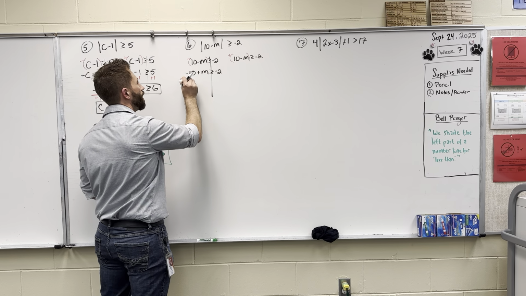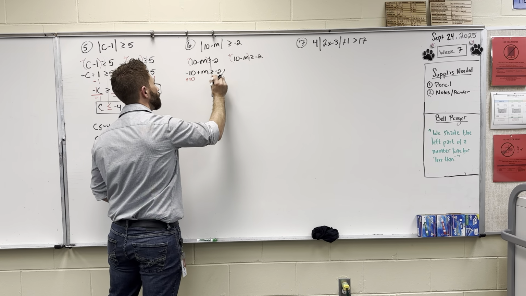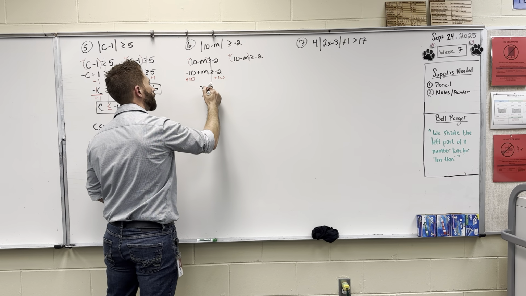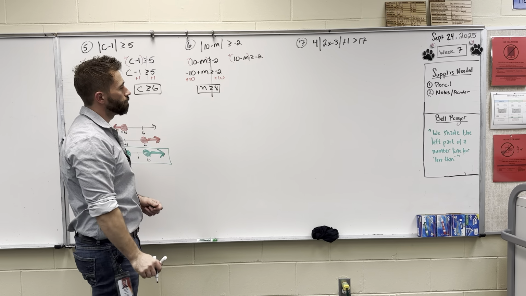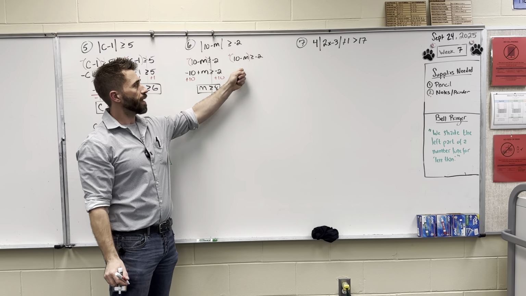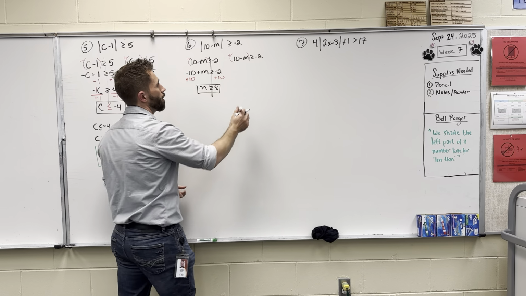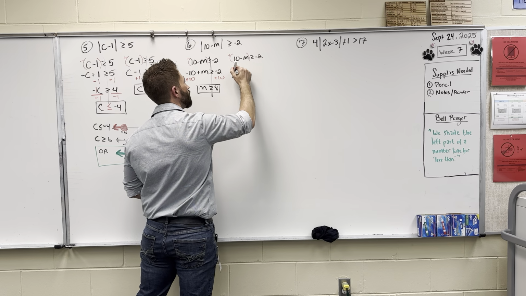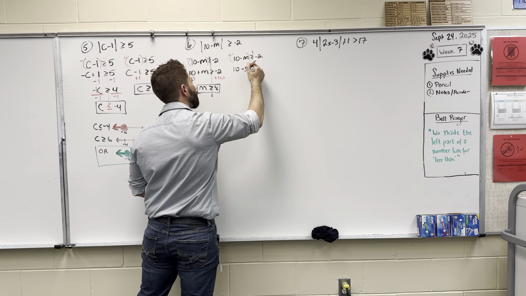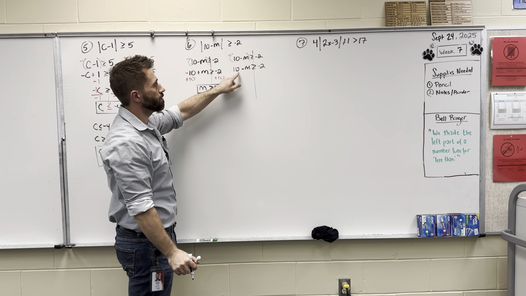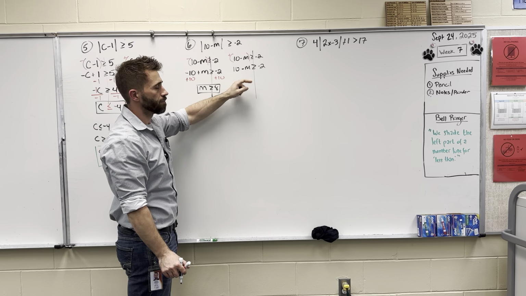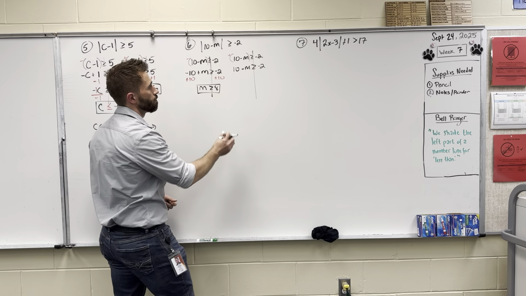Okay. So let's go ahead and add 10. That gives me m is greater than or equal to 8. My next one, as I work through this, I'm going to say, okay, multiply by a positive, which does nothing. Remember, positive, positive is positive, positive, negative is negative. Nothing changes. Two steps and I'm done.